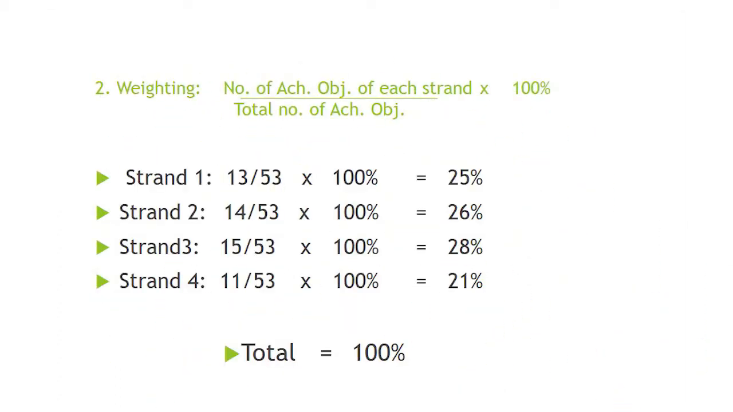So how to find the weighting? The weighting of each strand. To calculate the weighting of each strand, the number of achievement objectives of each strand is divided by the total number of achievement objectives, then multiplied by 100%. So for the first strand, there are 13 achievement objectives divided by 53, the total number of achievement objectives, multiplied by 100, then you will have 25%.